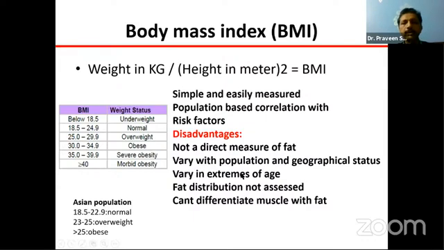For smaller children and for the adult group who are more than 70 years, fat distribution is not assessed. BMI cannot tell whether the patient has more subcutaneous fat or more visceral fat or more fat in the organs. And it cannot differentiate muscle and fat. So BMI is not a good method for assessment of fat in our body.